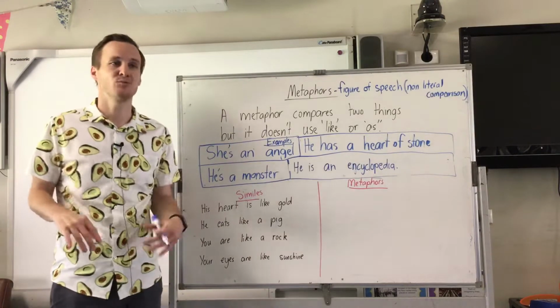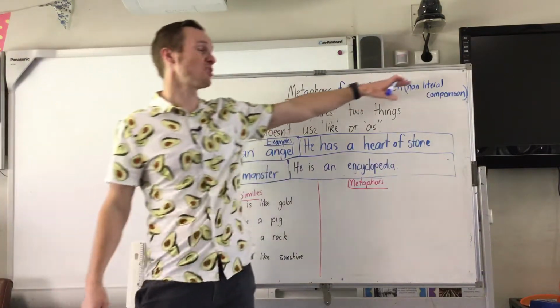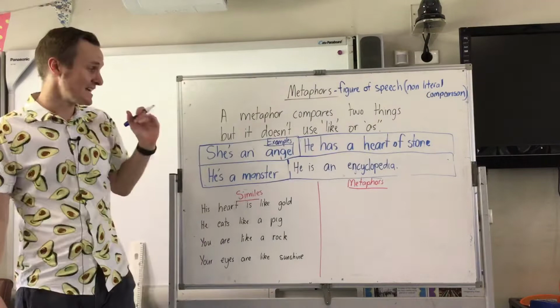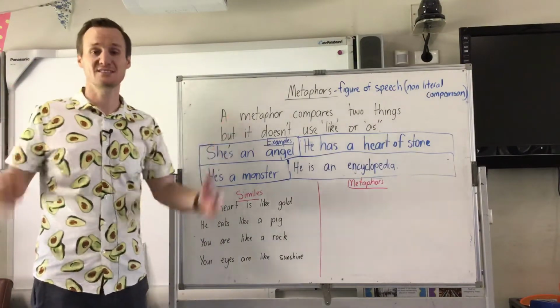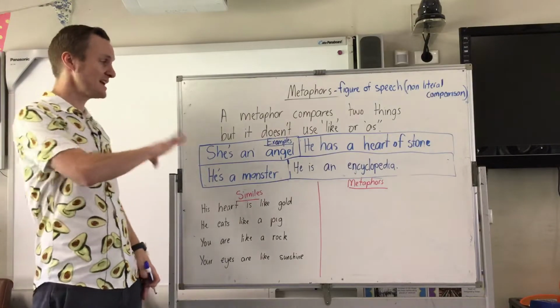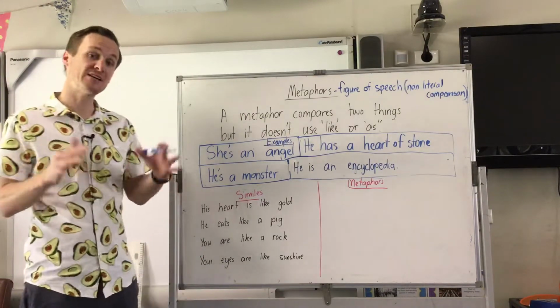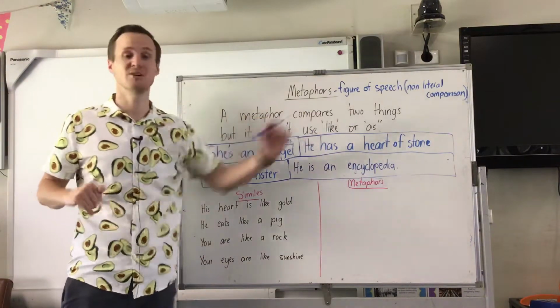He's so smart. We're trying to exaggerate, we're trying to use a non-literal comparison. We just say he is an encyclopedia. He's a walking, you quite often hear that, he's a walking encyclopedia, okay? These are metaphors. They're directly relating two things together, but we don't use the words like or as.